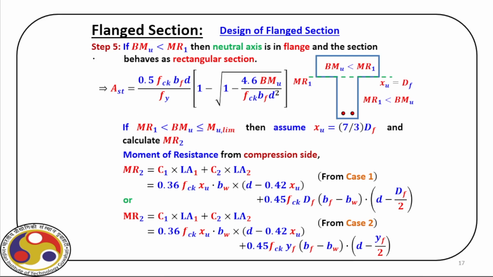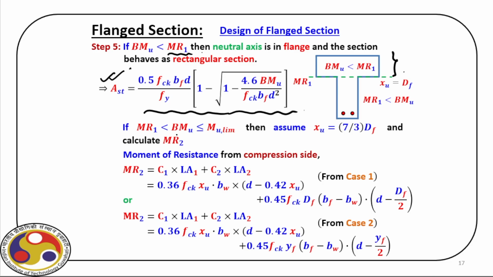Now in step 5, if BMU is less than MR1, then what happens? Obviously, this condition is satisfied, and for this condition, we can find out AST. You are familiar with this expression. This is as good as a singly reinforced section. We only take the full area of the flange part, and then we also consider the steel in the tensile zone and then calculate the amount of steel required to balance this external moment.